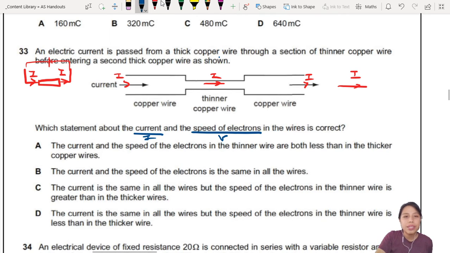Same current. So here they say current is less in the thinner, thicker. No, current is the same. Okay, this one says same. Okay, maybe B. Current same, maybe. Okay, so A is out of the picture. So we know current has to be the same. Now what about the speed of electrons?